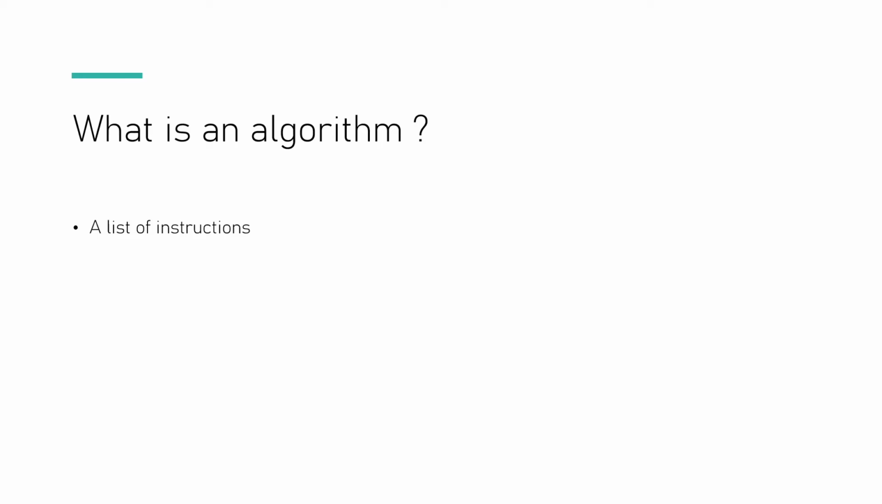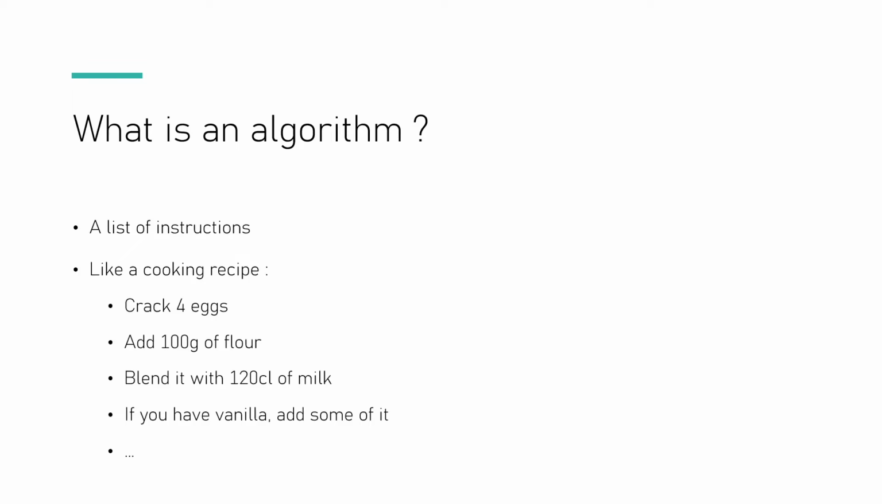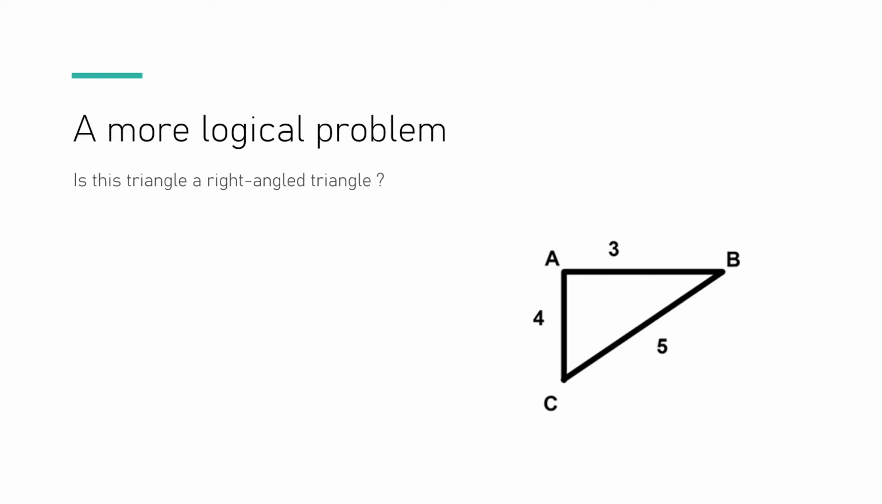A common example of an algorithm is a cooking recipe. It is written as an algorithm. For example, crack 4 eggs, add 100 grams of flour, blend it with 120 centiliters of milk. If you have vanilla, add some of it, etc. These are a list of instructions. But I'd like to give an example of an algorithm which is closer to what we are doing in programming.